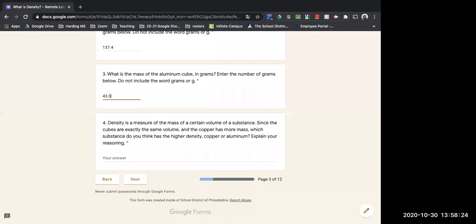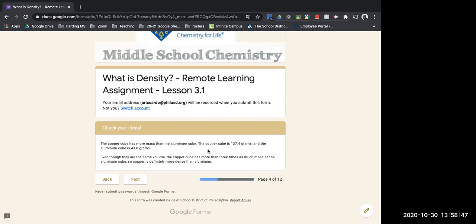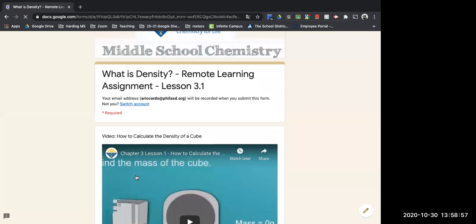Since the cubes are exactly the same volume and the copper has more mass, which substance do you think has the higher density, copper or aluminum? We go copper, because it weighs more. Copper is 137.4, aluminum is 43.0. It's 3 times as much mass, and so it is more dense than aluminum.